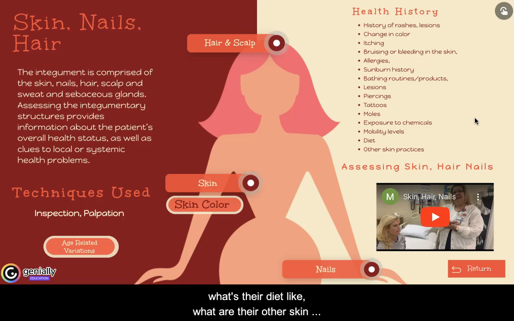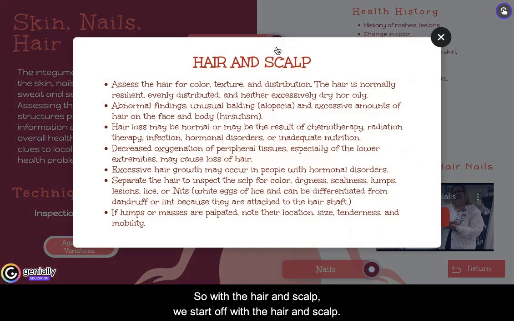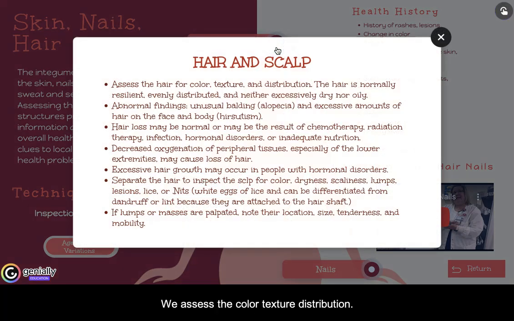What's their diet like? What are their other skin practices, including cultural skin practices? So with the hair and scalp, we start off with the hair and scalp. You assess the color, texture, distribution. The hair should be normally resilient, evenly distributed, not excessively dry or oily.